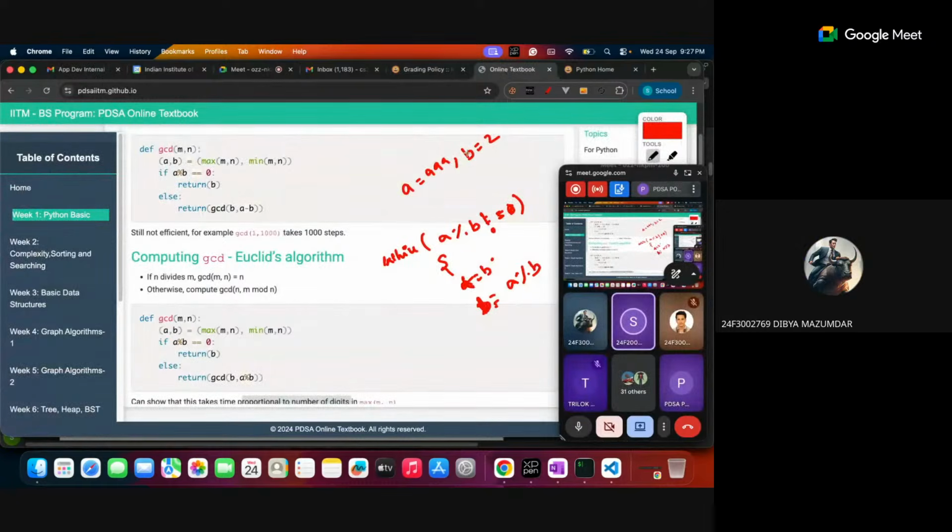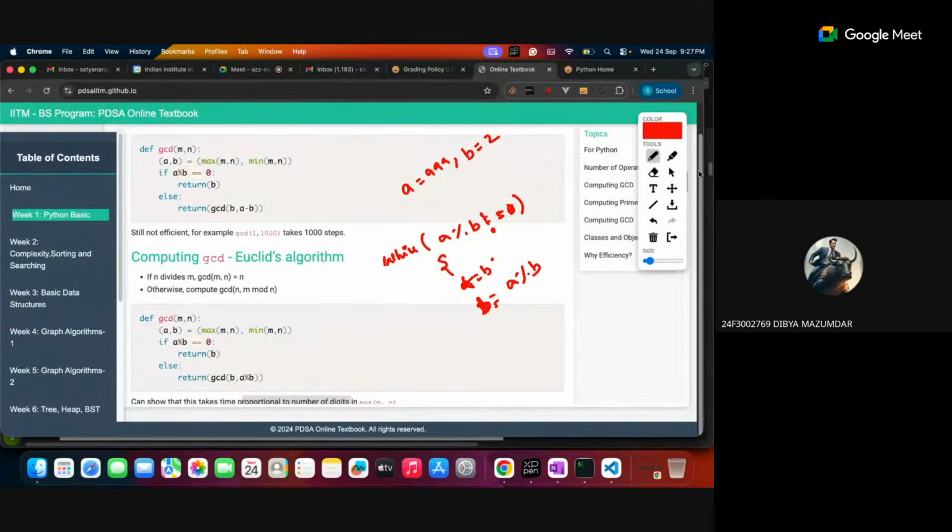Sir, the other method will be import library: import math, call the method GCD of A comma B. No, GCD is not a predefined function here. It's a user-defined function, so it's a recursion call. This is a recursive function. Clear? No, why they have implemented it with recursion is so that in future we need to write DFS, BFS algorithms in a recursion approach, right? Yes, sir. That's the reason they have given a particular initialization for recursion.